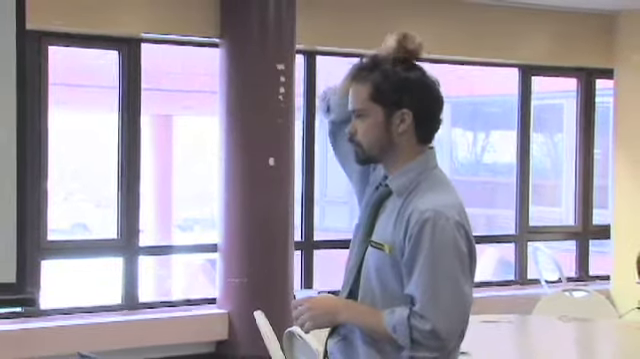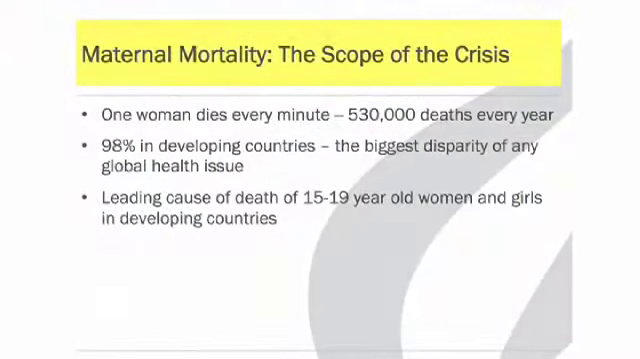Other questions? No. All right. So, the scope of the crisis, and it's a crisis. One woman dies every minute. We've been talking, it's 12:35. 35 women have died since noon, somewhere around the world. That's more than 500,000 deaths every year.